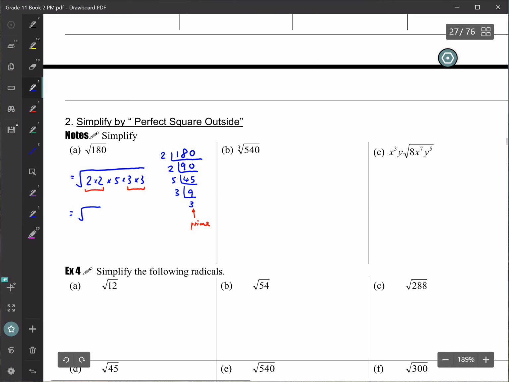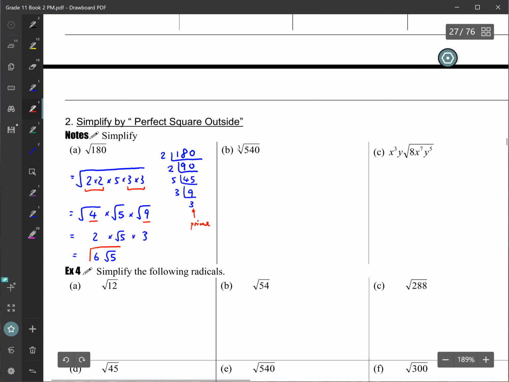So it's the same as having a square root of 4 times square root of 5 times square root of 9. 9 is from the 3 times 3, okay? Right, the 4 and the 9 comes from the 2, 2, 3, 3. So because those ones are perfect squares, they can cancel out with the square root. So you are left with 2 times root 5 times 3. So 2 and 3, they can multiply together, give you the 6, and then root 5.